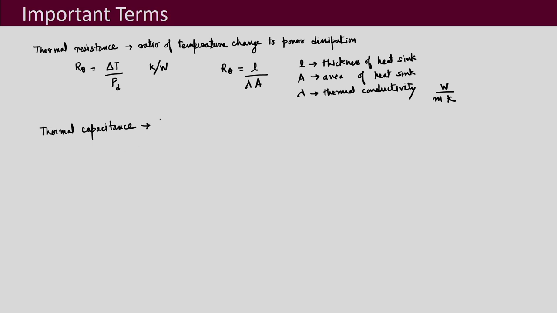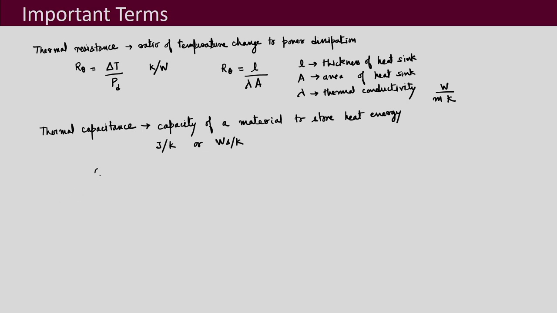Now, this is defined as the capacity of a material to store heat energy. And its unit is given as joules per Kelvin, or you can also write the same thing as watt second per Kelvin. This is similar to electrical capacitance that we know about, where you are able to store electrical energy in electric fields, whereas in the case of thermal capacitance, it is the capacity to store heat energy.